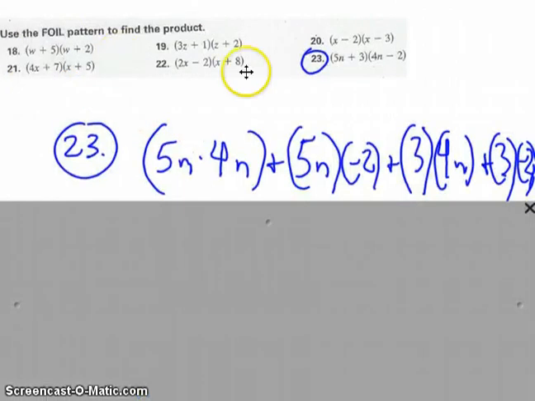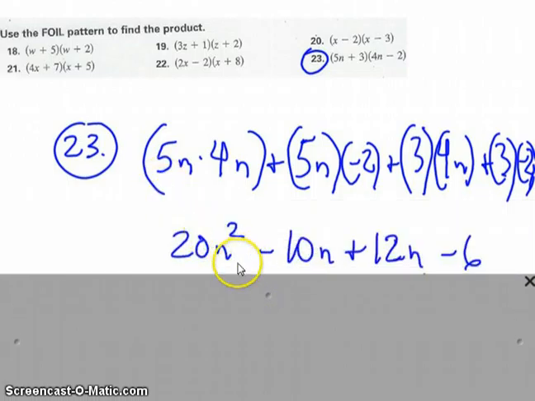We'll do one more. We'll do number 23. I didn't write the whole set of arcs and rainbows this time. Instead, I've just jumped right to firsts. 5n times 4n. That's that 5n times that 4n. The outers are going to be 5n times negative 2, and there they are, 5n times negative 2. Inners are 3 times 4n from these, and so on. Well, let's go ahead and do the work. 5n times 4n.